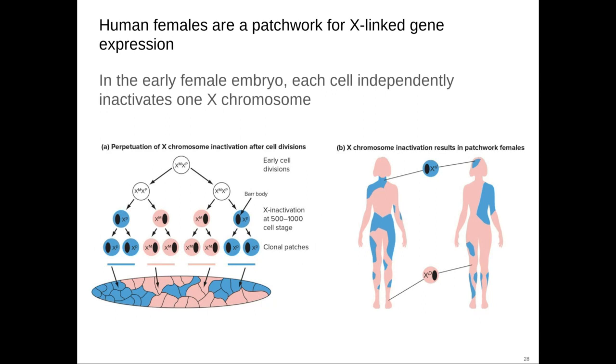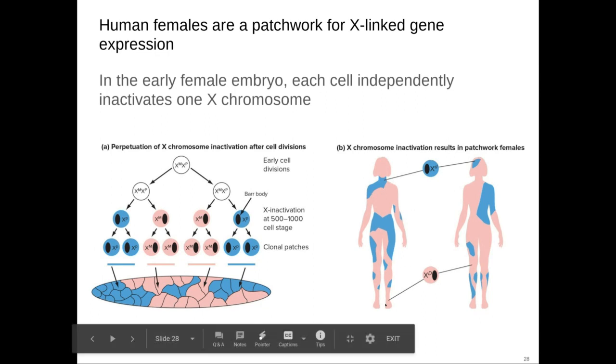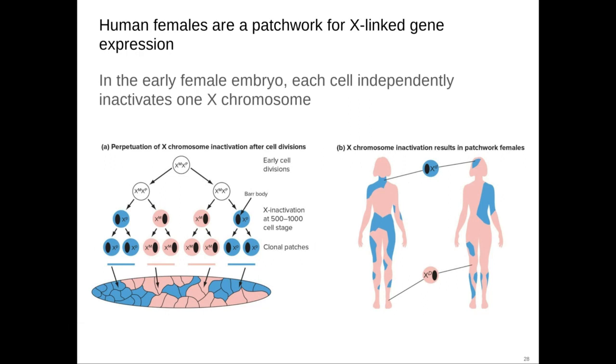So what you can have is actually these patchwork females, where some parts of your body are expressing one allele and other parts of your body are expressing a completely different allele, which is kind of a wild thing to think about, right? That you could have this really different sort of phenotype across your body.